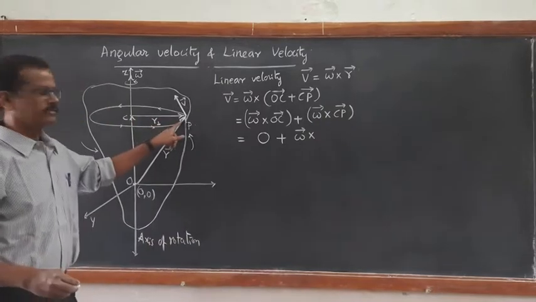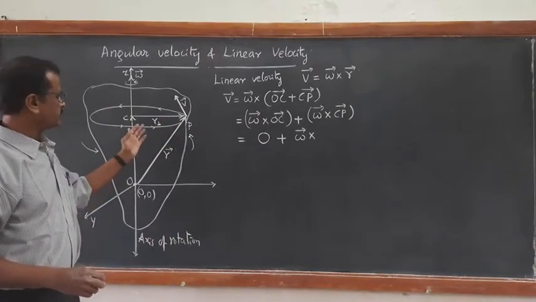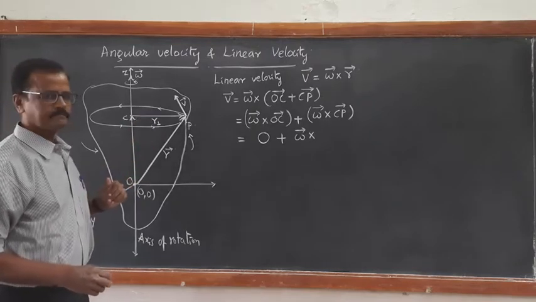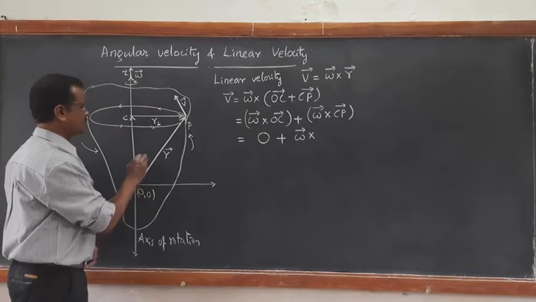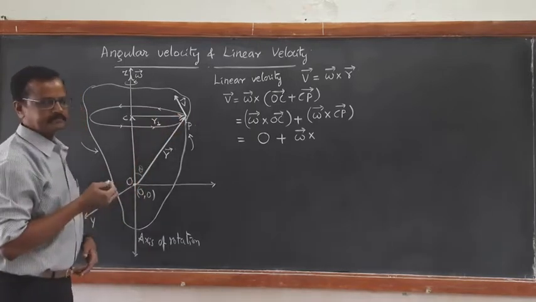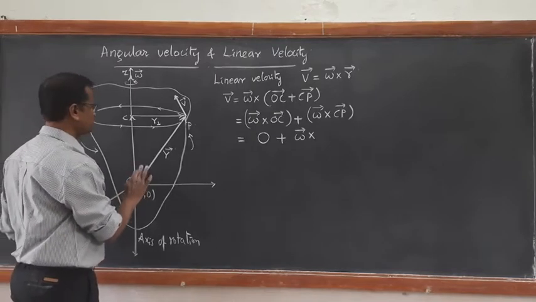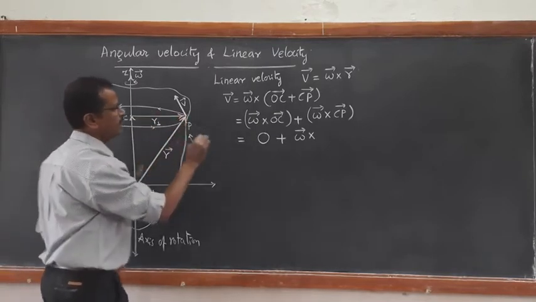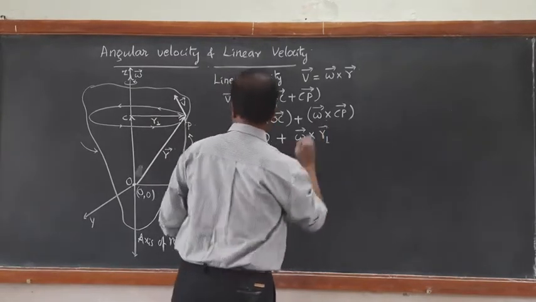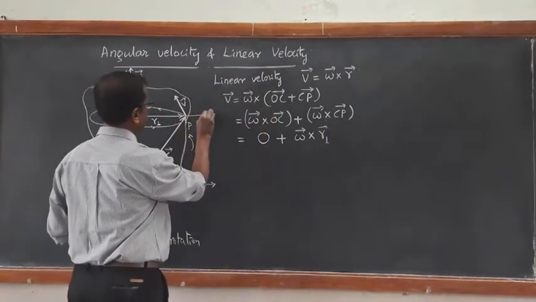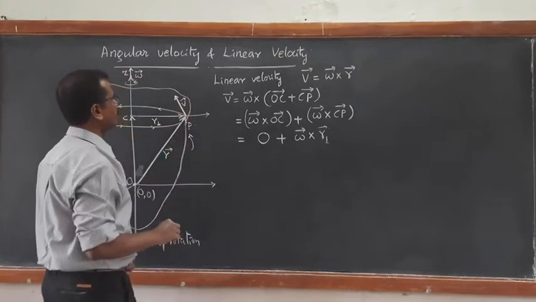What does this CP give you? CP gives you r perpendicular. So it is nothing but r sin theta. If you take this angle as some angle theta here, then is it not giving you r sin theta? Or you can just write it as r perpendicular. CP is r perpendicular vector. If you extend this, this is the r perpendicular vector, and this is the angle we took yesterday.